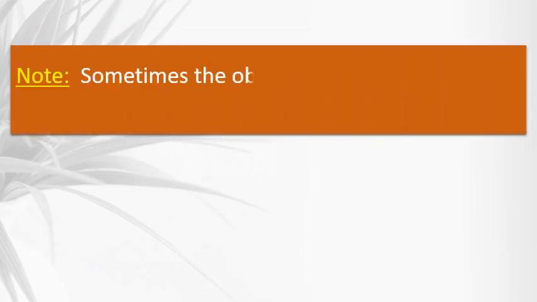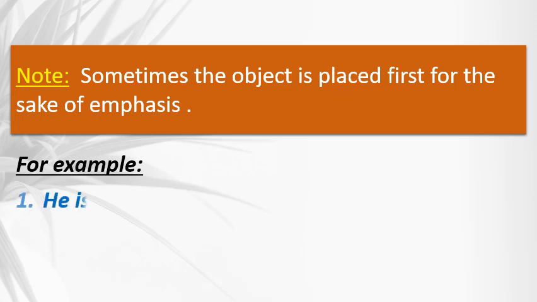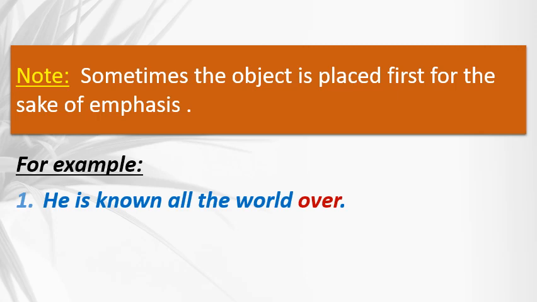Note one thing, sometimes the object is placed first for the sake of emphasis. Means sometimes we place the object just before the preposition to emphasize or to give importance to the particular word. To clarify it, let us see some examples. Number one, he is known all the world over. Here world is the object and over is the preposition. To give special attention to the word world, we have placed it just before the preposition. Same with example number two, this I insist on.